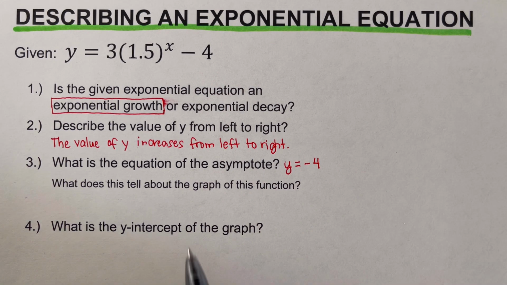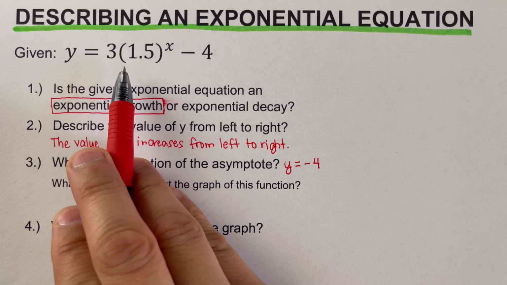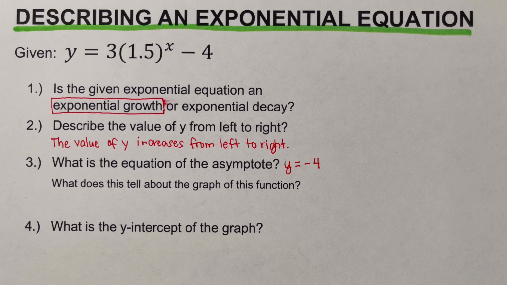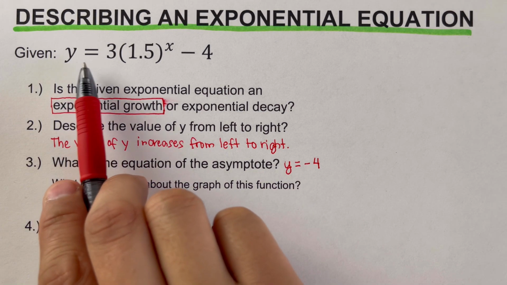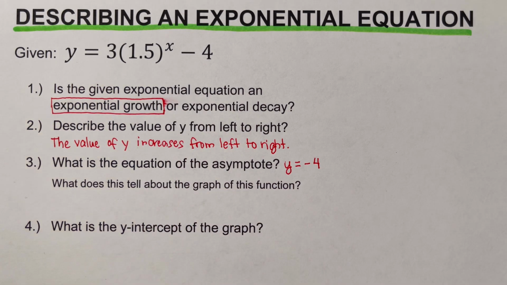What does this tell about the graph of the function? So we remember that this graph, or this exponential curve, is approaching, or is getting closer and closer to this line, y is equal to negative 4, but it will never touch it. So this means that this is the asymptote, and this graph, y equals 3 parentheses 1.5 raised to the power x minus 4, gets closer and closer to this line, but will never touch it. So that is what we write down here.